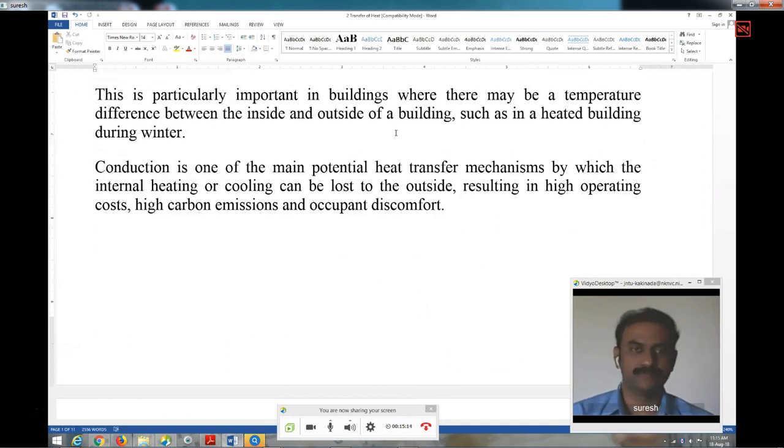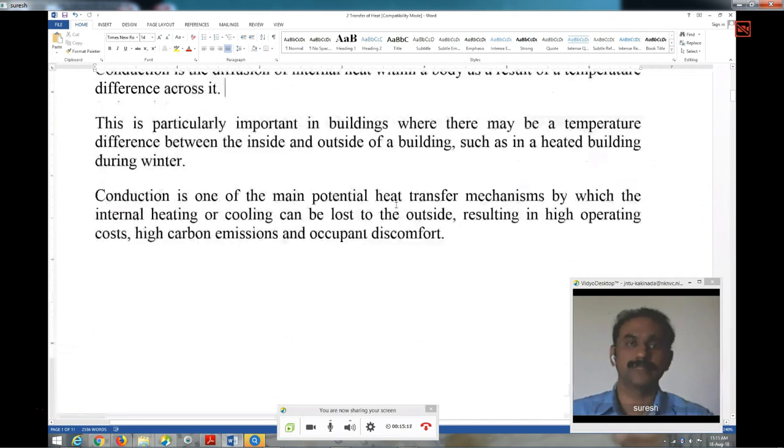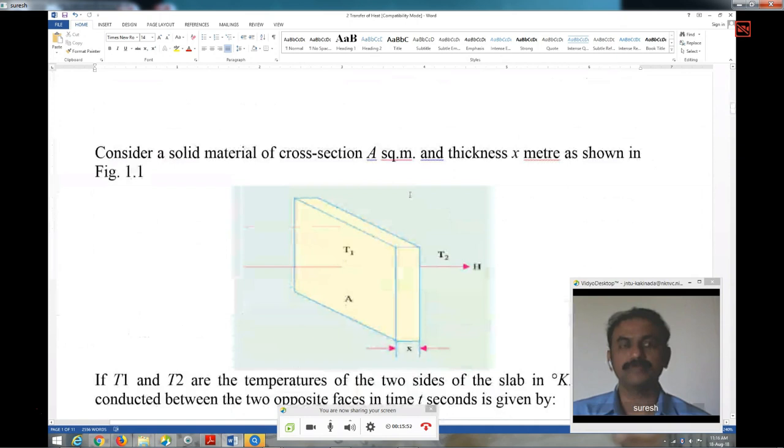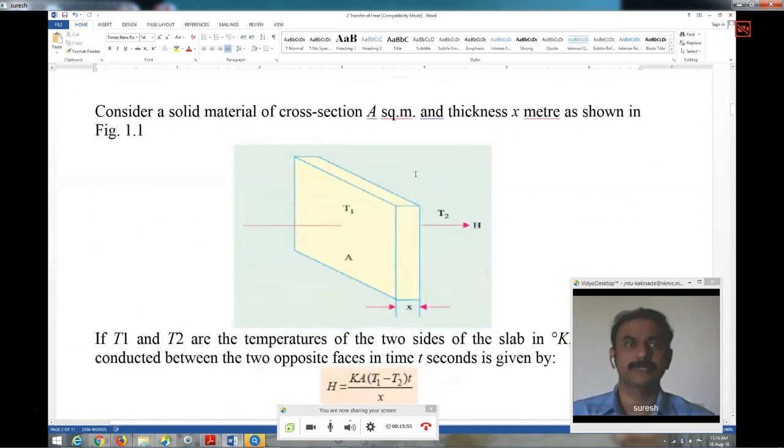So this convection is one of the main potential heat transfer mechanisms by which the internal heating or cooling can be lost to the outside, resulting in high operating costs, high carbon emission and occupant discomfort. So this is the conduction. Already I told, as we are going to apply this conduction principle to our human body, the outside temperature is low and the body temperature is high, definitely we are going to get some discomfort.